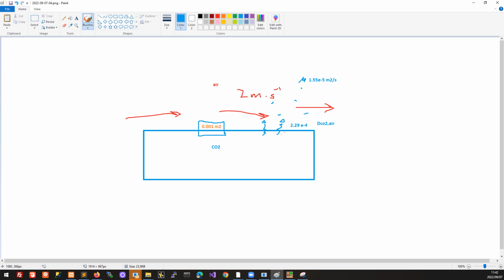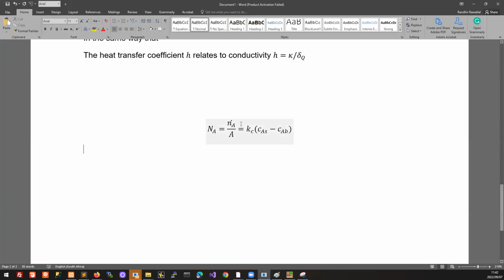Which one was it? I don't think we wrote it. So we are given not the flux, the molar loss rate, and we are given the area. So we can work out a flux from that. We are trying to get to Kc. So we just need these two things.